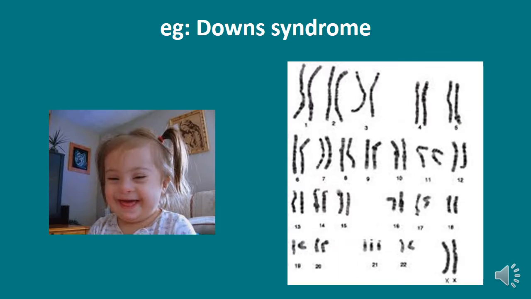One of the common chromosomal disorders among Sri Lankans is Down syndrome. So this is a patient with Down syndrome and this is her karyotype. What is the abnormality you can see in this karyotype? It is the trisomy of the 21st chromosome.